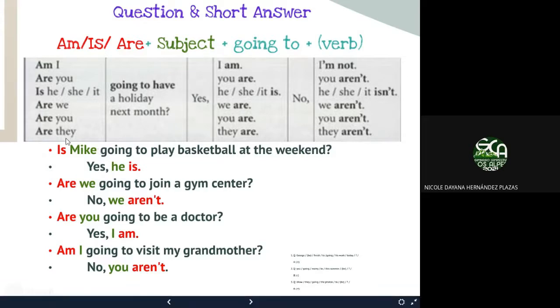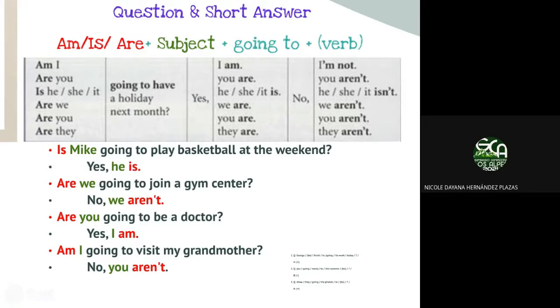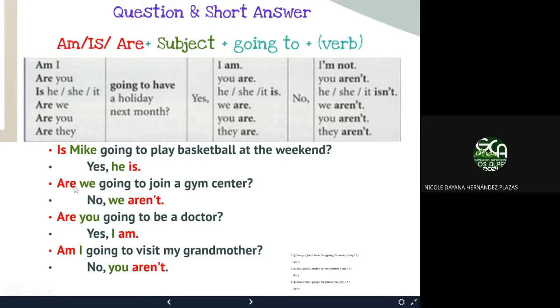So, Isa, can you please help me reading these examples, baby? Is he going to be about agriculture? Yes. Okay, stop for a second. ¿Cómo sería la respuesta negativa de esto? No, he isn't. Or no, he is not. Very good. The next one, Isa.